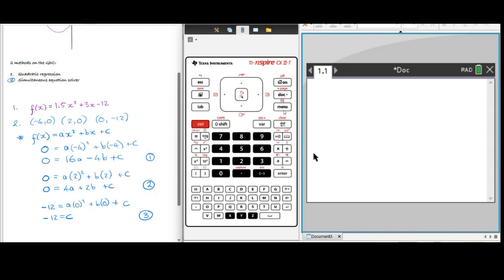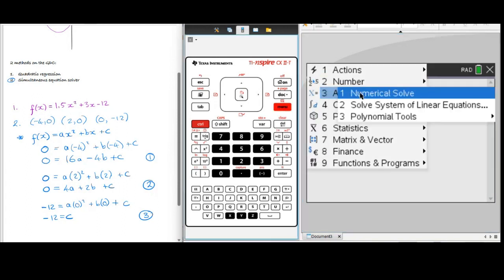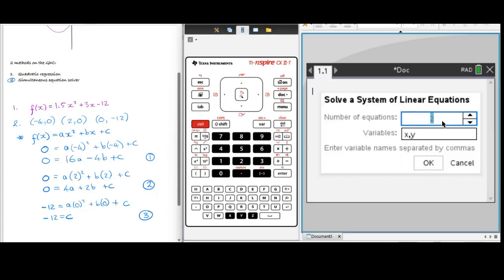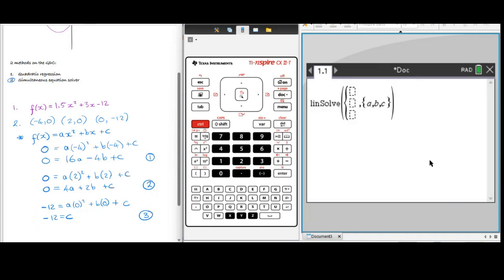So in my calculator, I'm going to go to Menu, Algebra, Solve System of Linear Equations. Your calculator will ask you how many equations you have. So I've got 3. You can do this for any number of simultaneous equations. And it will ask you what the variables are. Now, automatically, it tells you X, Y, and Z. If you want to change it to A, B, and C, that's absolutely fine, and you can do that. You hit OK, and it will include the linsolve function. And what you need to do here is input the equations that you have.